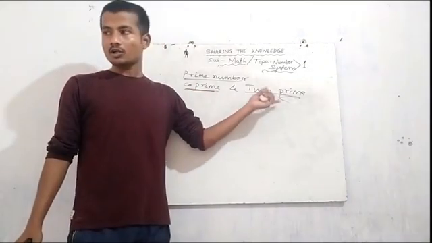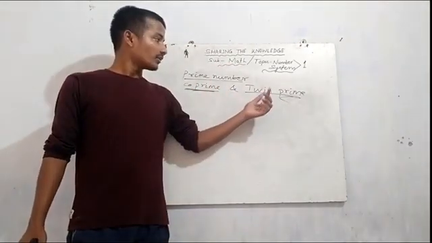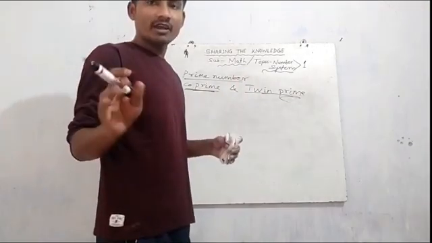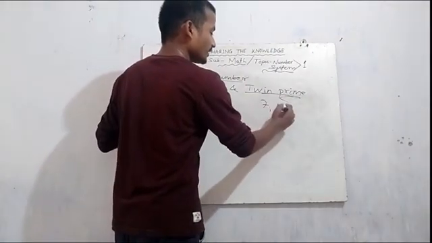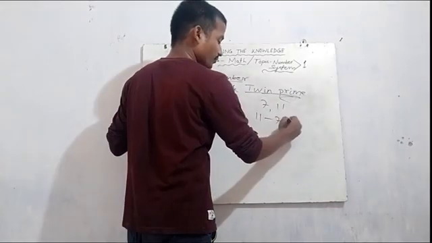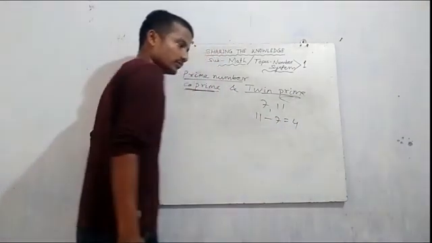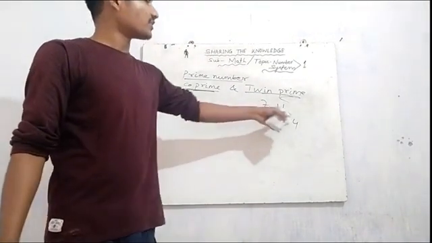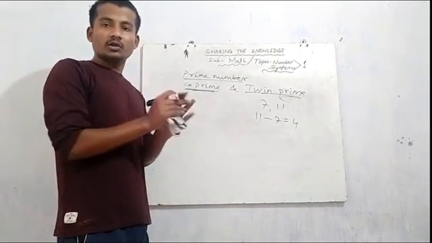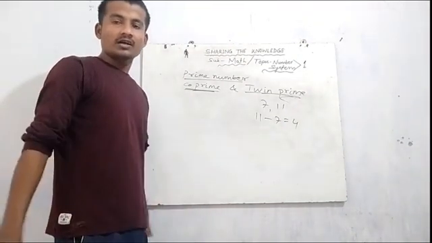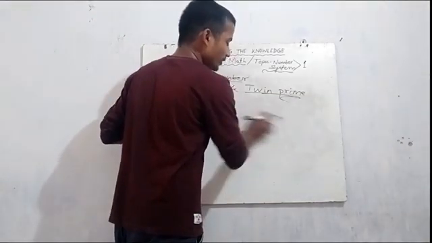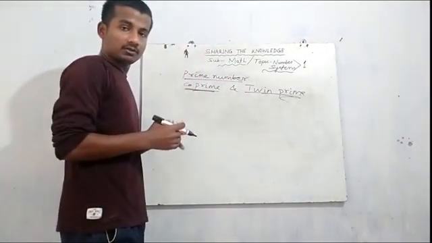But in twin prime, the difference must be 2. If I take 7 and 11, these two are prime numbers, but their difference is what? Not 2. 11 minus 7 equals 4. So these two are not twin primes. Twin primes means the numbers should be very close, and the difference is 2. Write it down in your copy, make it a note, it will be very helpful for you.